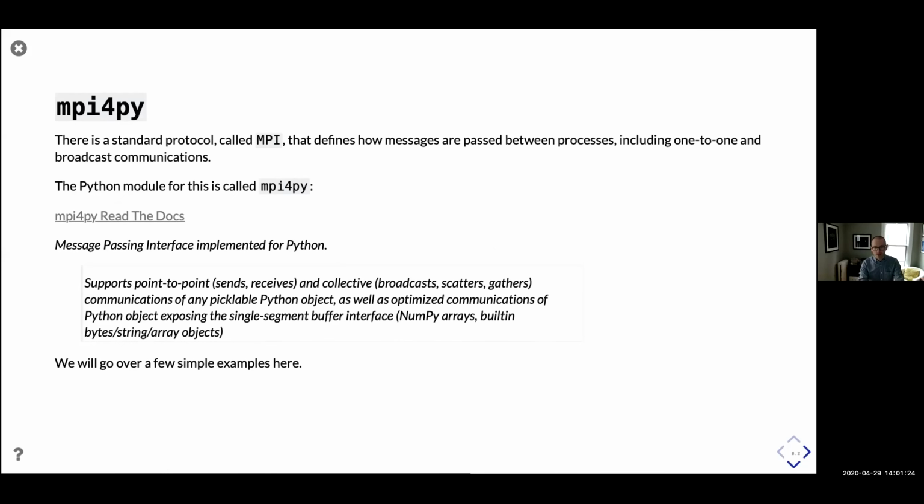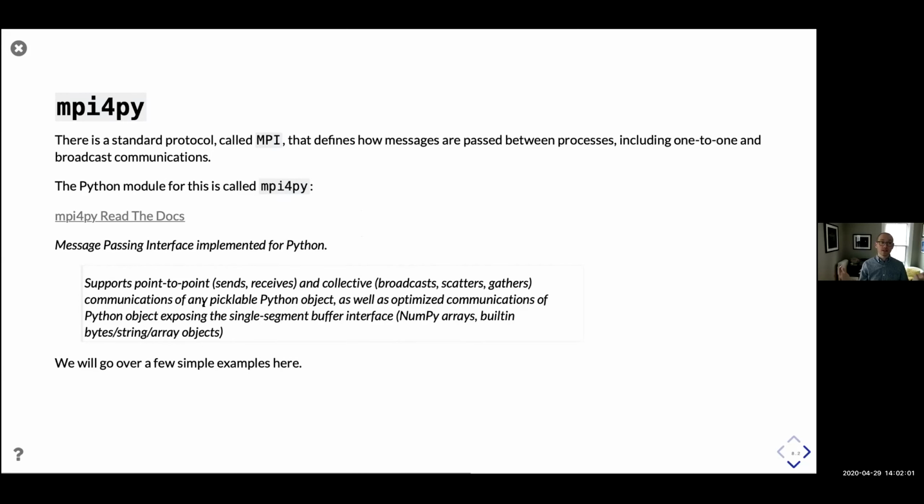And so there is a standard protocol for sending communications between processes. This is called MPI. In particular, this is designed for sending communication even when it's not on the same node or the same computer, and so this is incredibly powerful. There is a Python implementation of this called mpi4py. This is a link to the docs page. Feel free to go into it.